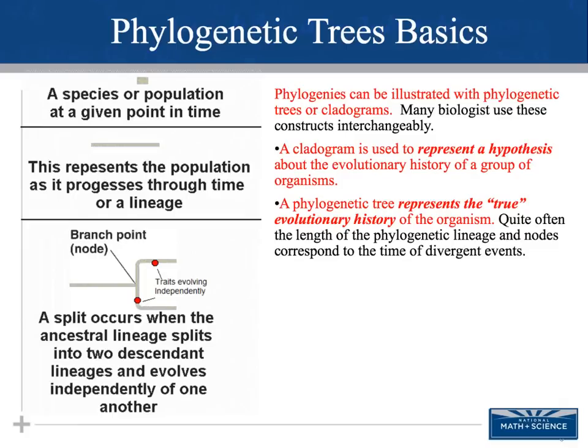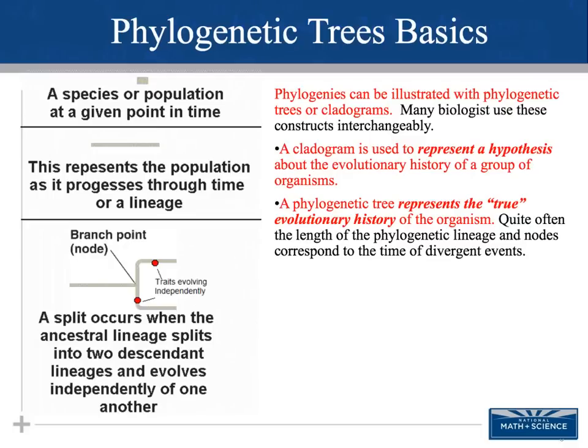So there are two things that we can use to illustrate phylogenies in biology. A lot of biologists use the following terms interchangeably, but there really is a difference between the two. We can use cladograms to illustrate phylogenies, but we can also use phylogenetic trees to illustrate phylogenies. The difference between the two is one is a hypothesis and the other is the one that represents true evolutionary history.